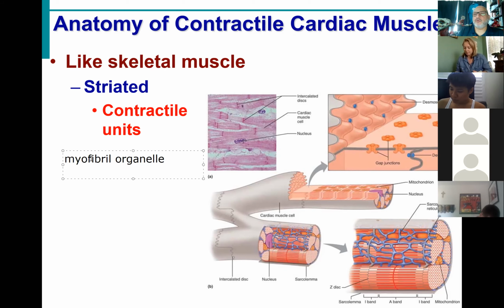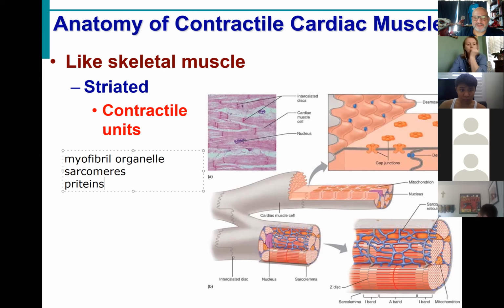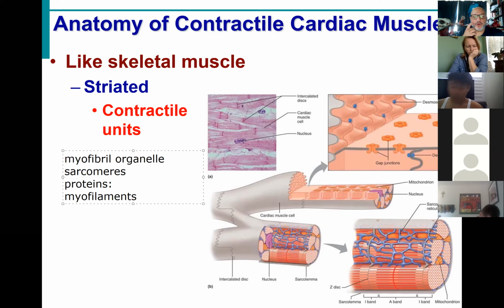Excellent. But Ryan is absolutely correct in that the organizing structures of the myofibril are the sarcomeres. All right, so we have the sarcomeres, which are those organizing structures made up of lots of proteins. And what was the generic term we used for all of the proteins that made up a sarcomere? Myofilaments are the proteins.